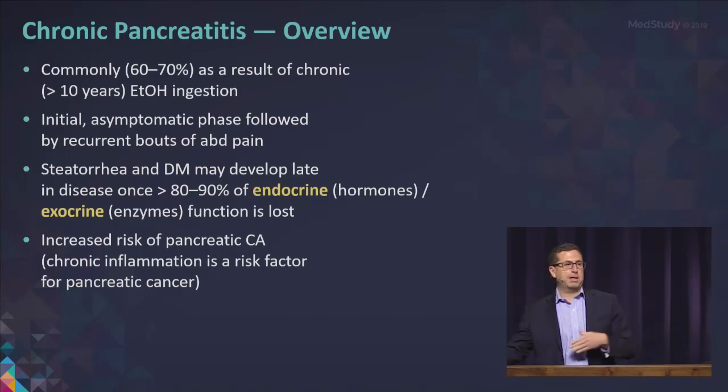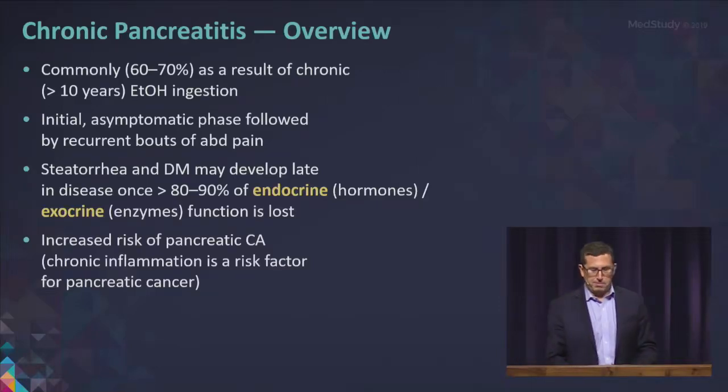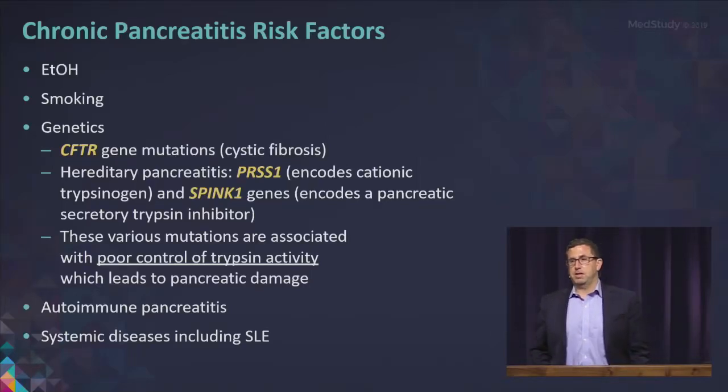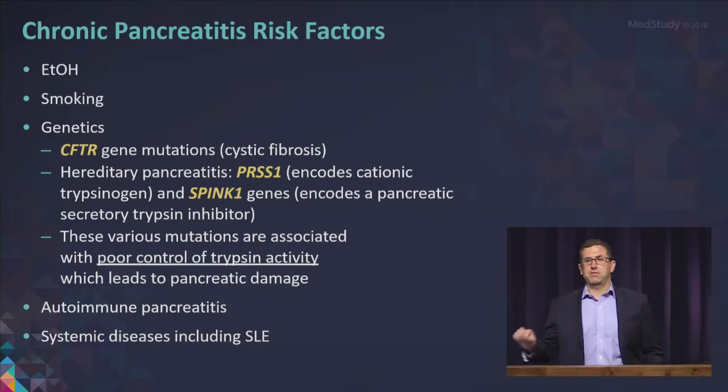So any patient with chronic pancreatitis, you have to be on the lookout for pancreatic cancer. Risk factors for chronic pancreatitis, probably the most important would be alcohol. Smoking is also important. Genetics, so cystic fibrosis. Patients may have a low-grade cystic fibrosis mutation that may actually be leading to recurrent bouts of pancreatitis and ultimately chronic pancreatitis.